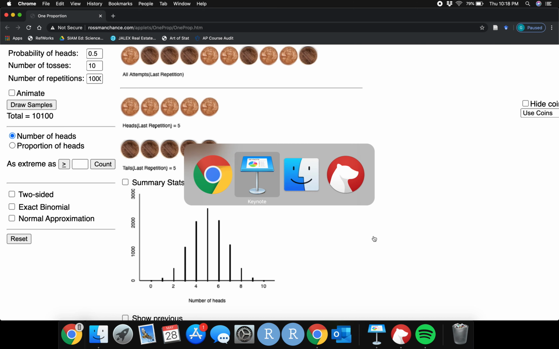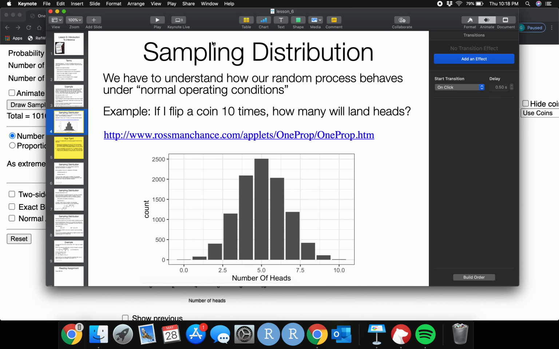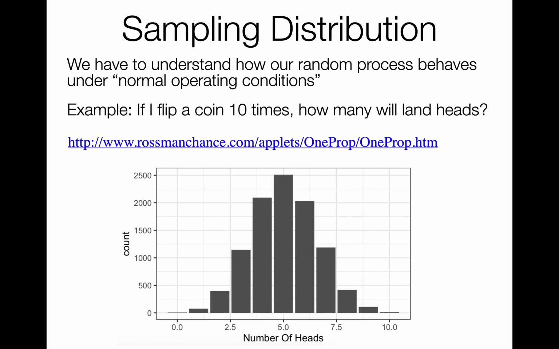So let's go back quickly to our slides. Here is a histogram of something similar to what we did, and you'll see that it looks very normal. And that is a sampling distribution. It describes how the random process behaves. We have to have special random processes, but it describes how the random process behaves.